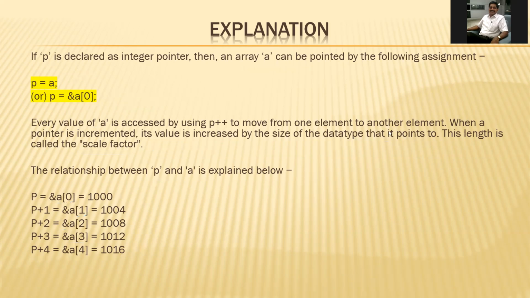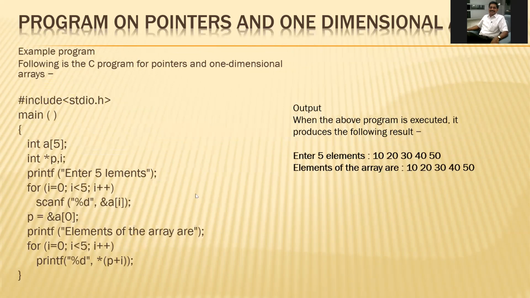Let us clear this all. So what is the program on pointer and one-dimensional array? Let us see one of the programs that we have written here. Example of this program: the following C program for the pointers and one-dimensional array, integer A[5], there are 5 elements. So A[5] is an array.